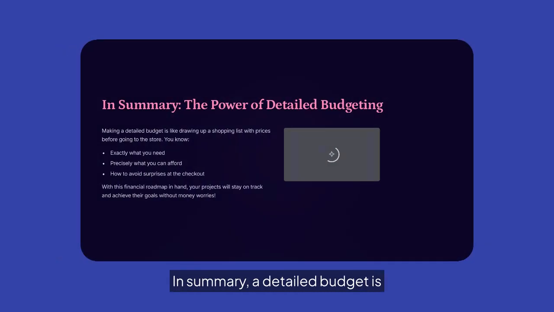In summary, a detailed budget is like a shopping list with prices. It tells you what you need, what you can afford, and how to avoid surprises. With this roadmap, your projects will stay on track and achieve their goals.